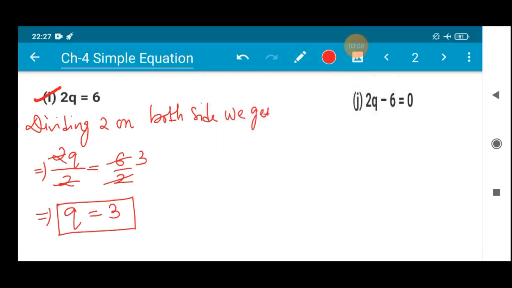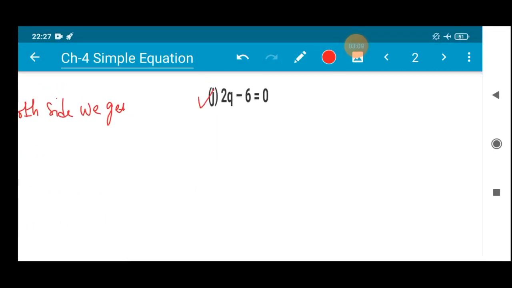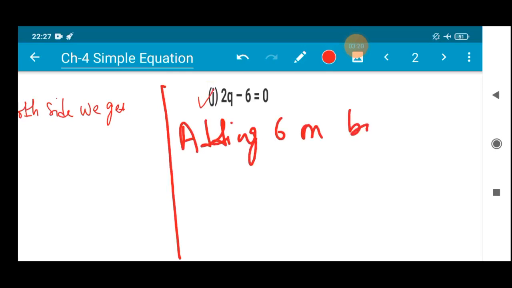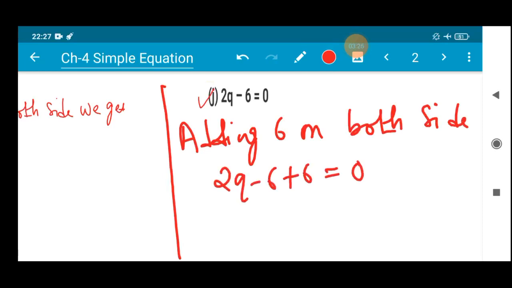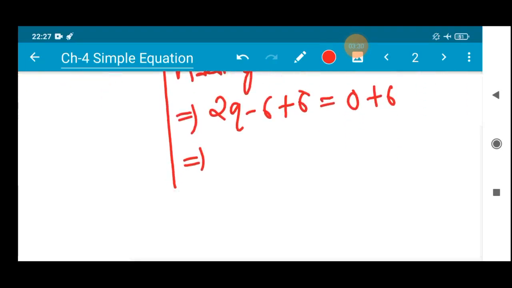Okay, now let us proceed to part J. 2q minus 6. As there is a minus 6, what we have to do is add 6 on both sides. We will be getting 2q minus 6 plus 6 is equal to 0 plus 6. Now minus 6 and plus 6 is 0, so 2q is equal to 0 plus 6, which is 6.